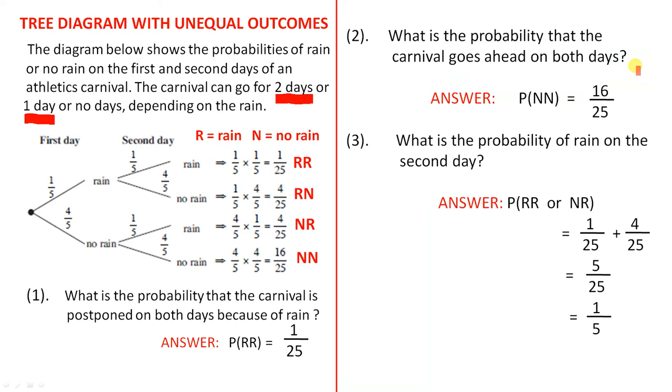What is the probability that the carnival goes ahead on both days? That's the probability of NN. That is no rain, no rain. And that's 16 on 25.